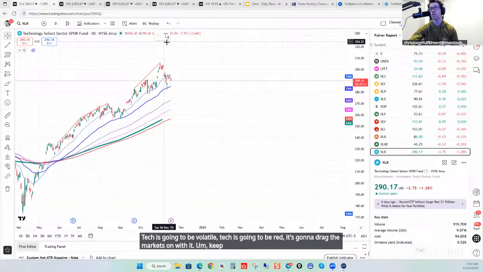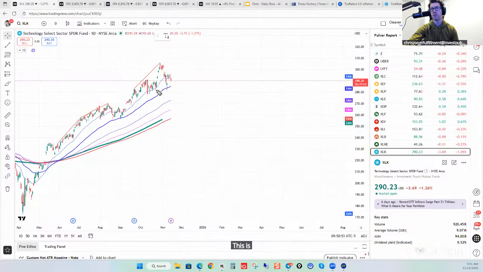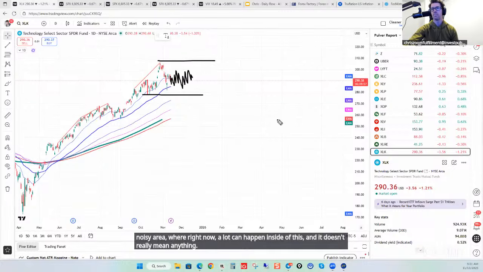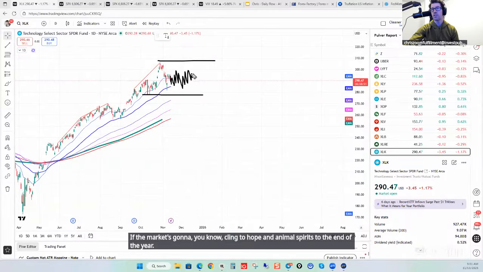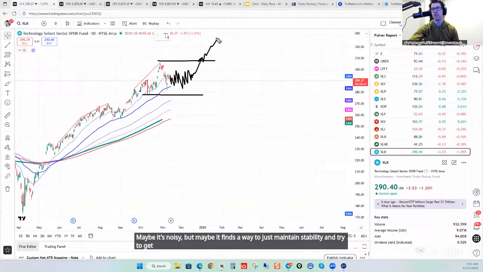Keep in mind, we also have NVIDIA earnings next week, which I think is going to be a lot of this. This is probably just noise, to be honest. I think we have just a noisy area where right now a lot can happen inside of this and it doesn't really mean anything. If the market's going to cling to hope and animal spirits to the end of the year, maybe it's noisy, but maybe it finds a way to just maintain stability and try to get back to highs for the end of the year.